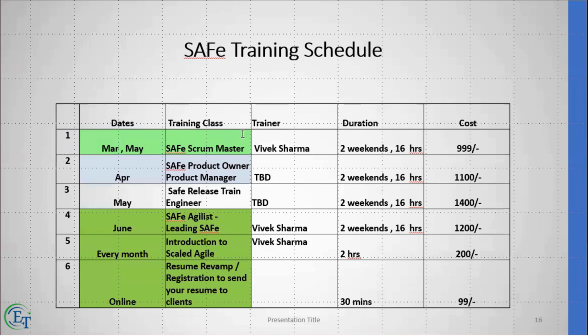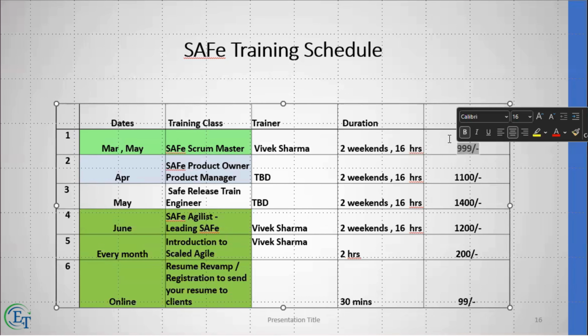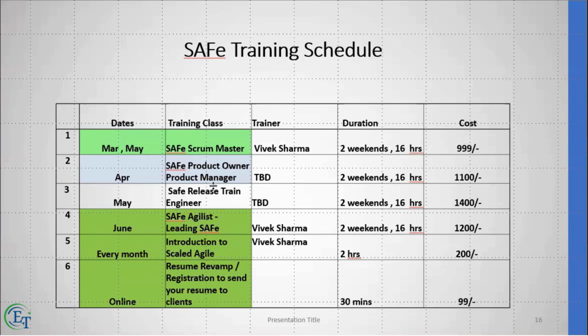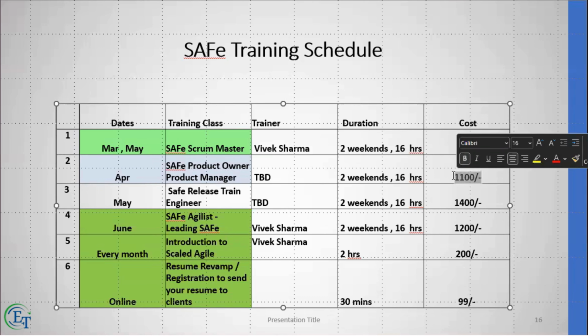The dates here are a bit dated, but this is the typical cost for a 2-day or a 3-day course. The Safe Scrum Master is typically a $999 course. We are offering a $100 discount on each of these courses. The Safe Product Owner, Product Manager course is again 2 weekends, 16 hours. It costs around $1,100.